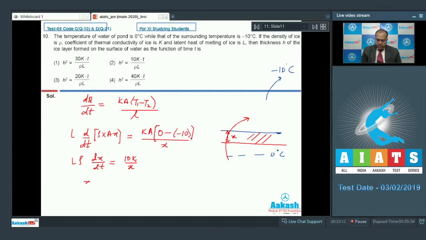So if I solve this, x dx comes out to be 10K by rho L into dt. So at t equal to 0, the thickness layer is 0 and at any time t, let the thickness layer be h. So if I solve this, then it comes out to be h square is equal to 20 K t by rho into L. So option 3 is the correct answer. Let's move to question number 11.